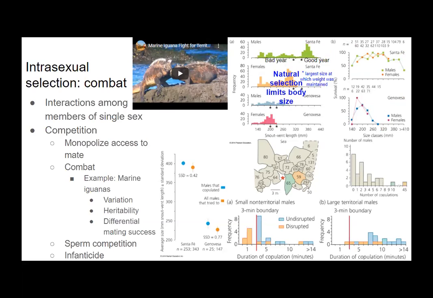So natural selection is acting to limit body size, but we still see these huge iguanas. So let's go down here to this next set of panels. Here we see the territories, all of the different iguanas in this study. So they were watched over the season. And then these territories were correlated with the number of copulations.